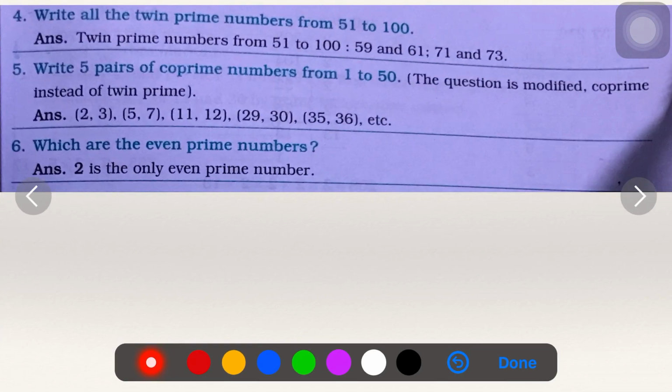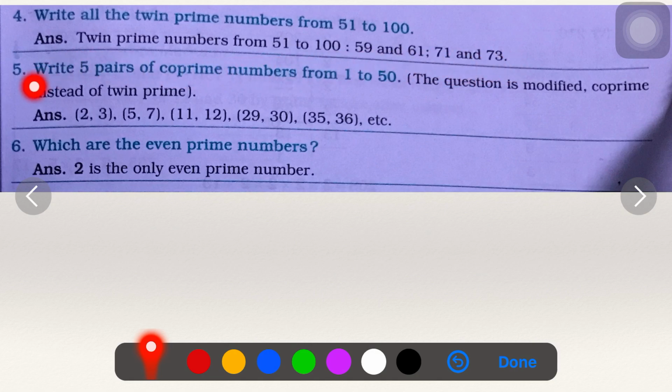Okay student, now let's see question number 4. Write all the twin prime numbers from 51 to 100. As we discussed what twin prime numbers are, on the basis of that, students solve this question. Twin prime numbers from 51 to 100 are 59 and 61, 71 and 73.